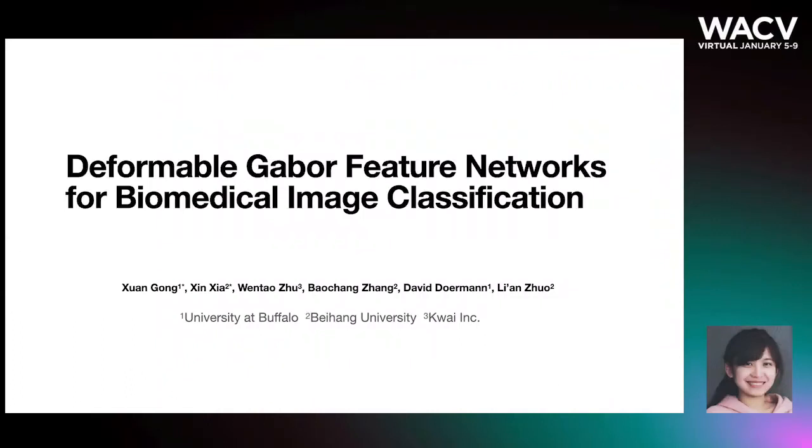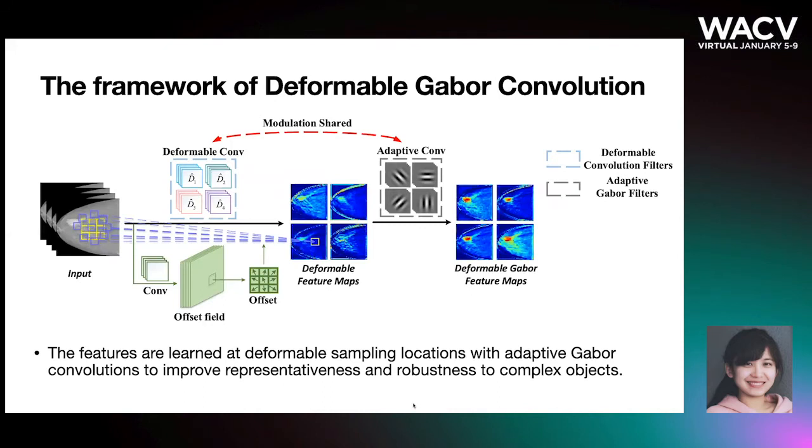Deformable Gabor feature networks for biomedical image classification. We revisit Gabor filters and introduce a deformable Gabor convolution to expand deep networks' interpretability and enable complex spatial variations.